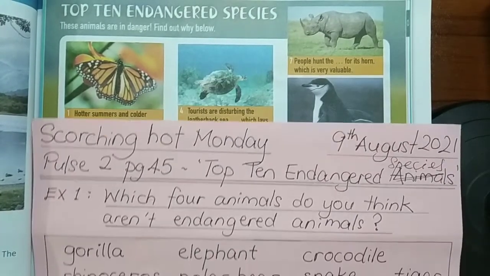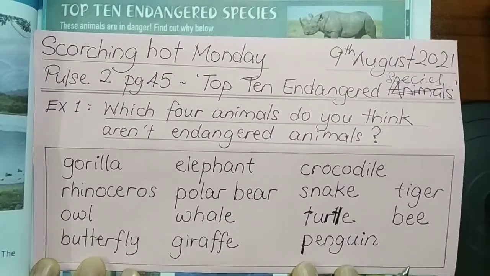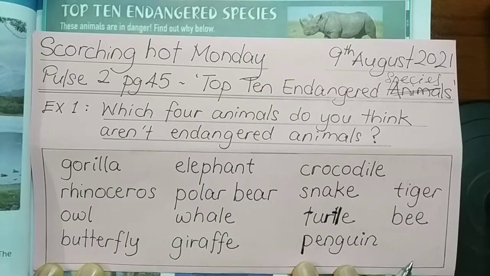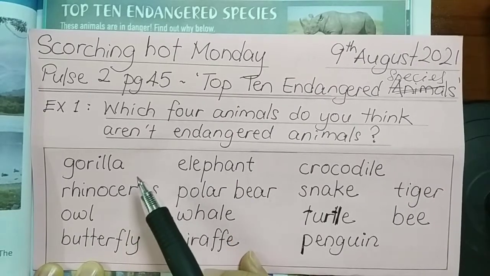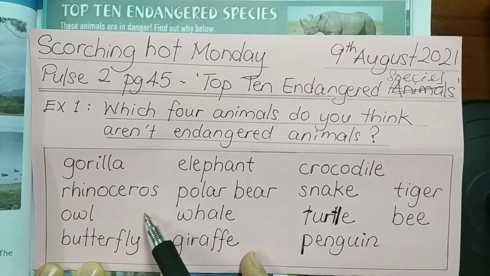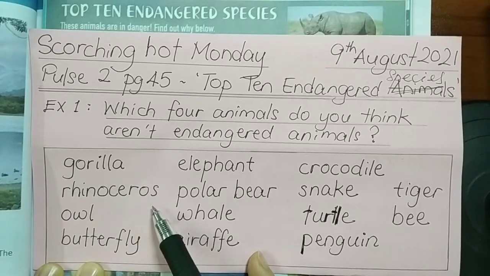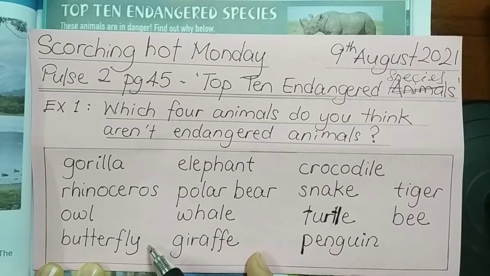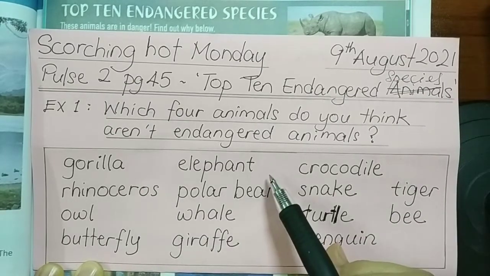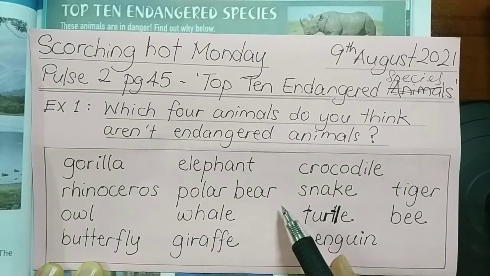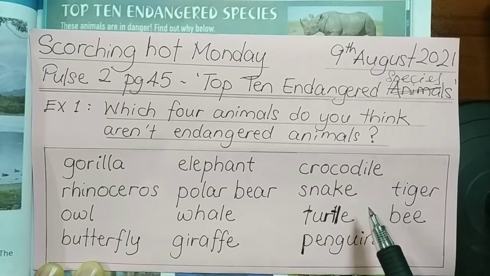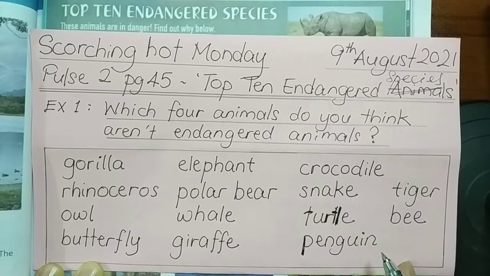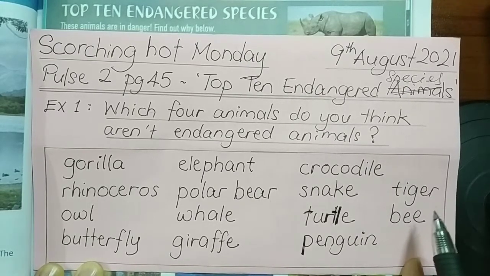But before that, let us read the words here. And we read it with the correct pronunciation. So read after me. First word here, gorilla, rhinoceros, owl, butterfly, elephant, polar bear, whale, giraffe, crocodile, snake, turtle, penguin, tiger, bee.